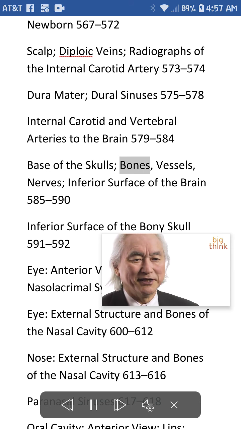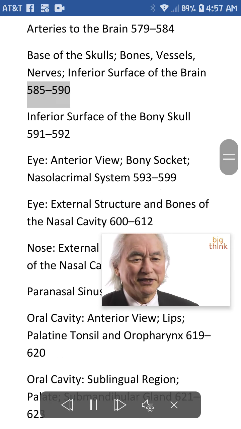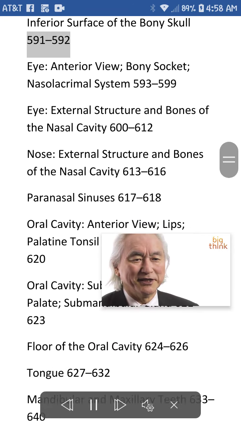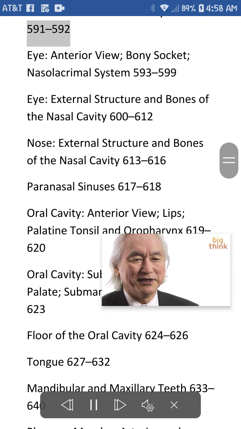Base of the skull, bones, vessels, nerves, inferior surface of the brain, 585 to 590. Inferior surface of the bony skull, 591 to 592. Eye, anterior view, bony socket, nasolacrimal system, 593 to 599. Eye, external structure, 600 to 612.